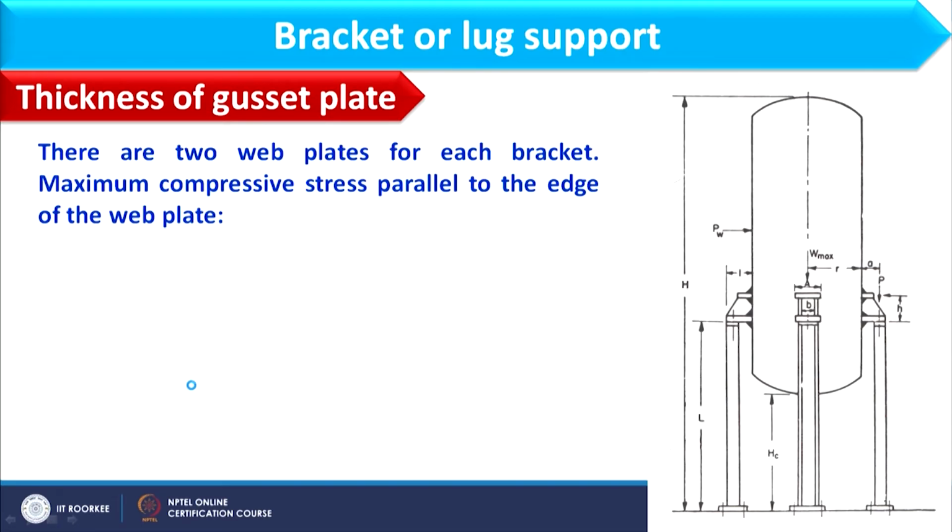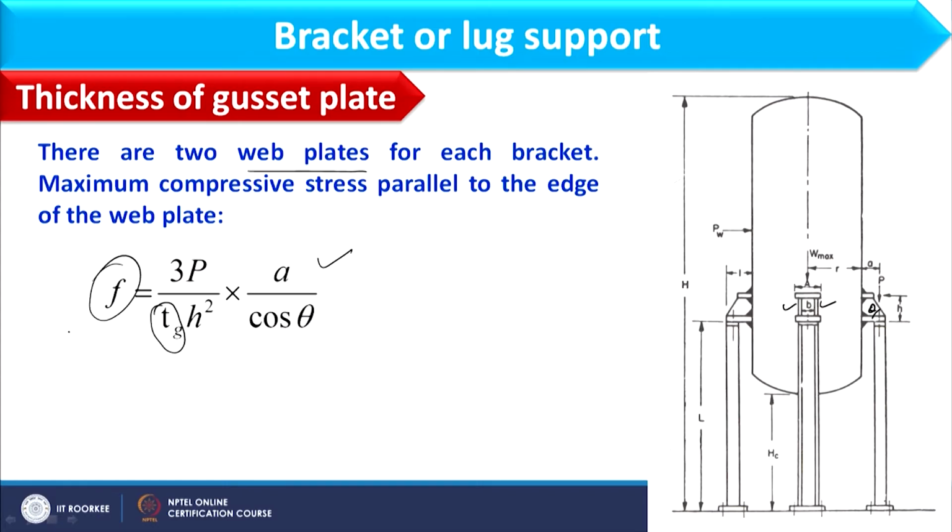Now we focus on the thickness of gusset plates. There are two web or gusset plates for each bracket, as shown over here, and this is the expression to calculate the thickness of the gusset plate, where F is equal to 3P by Tg h square into A by cos theta. Theta is basically this angle. So Tg is the gusset plate thickness and F is the allowable stress of the gusset plate, and A you can see in this figure, which is this arm.